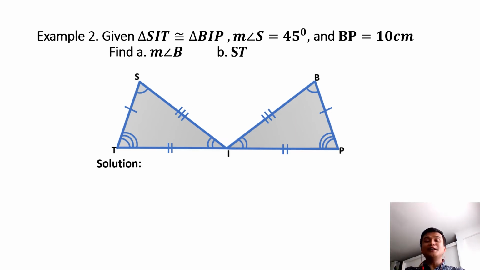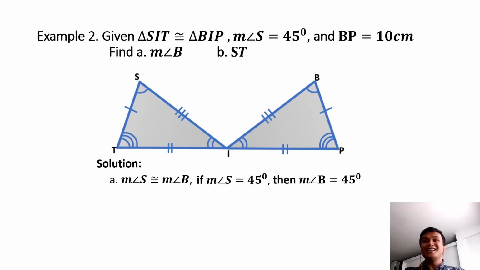Okay, let's solve this. For letter A, since the measure of angle S is congruent to the measure of angle B, as you can see in the figure, if the measure of angle S in our given is 45 degrees, then we can say that the measure of angle B is also equal to 45 degrees.